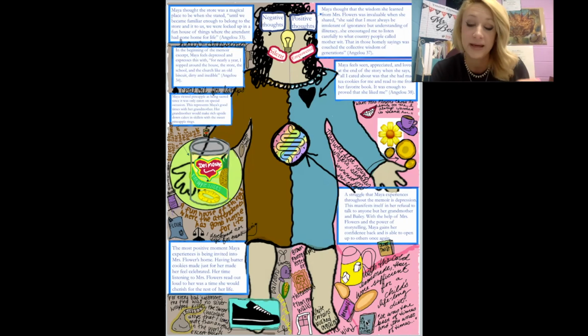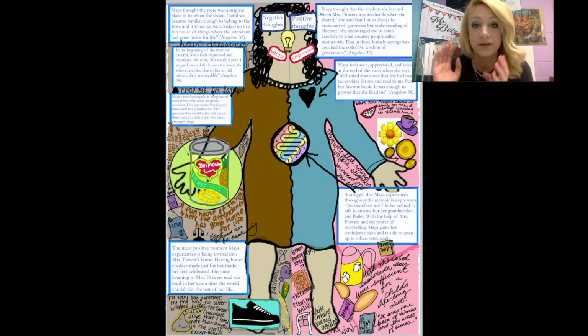So she went from being reserved, quiet, depressed, living and working in her grandmother's store. And then she has the experience with Mrs. Flowers, her mentor. And Mrs. Flowers reads to her, and she bakes her cookies and brings her lemonade and shows her that she cares about her and inspires her to write and to speak her written word out loud to grow.